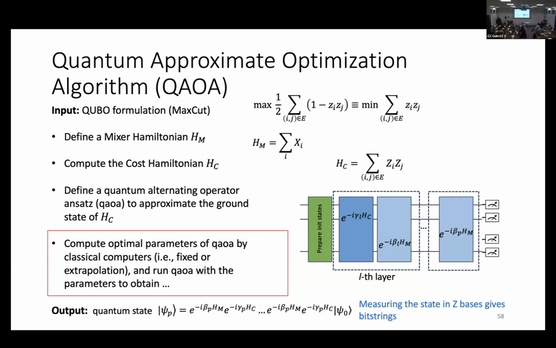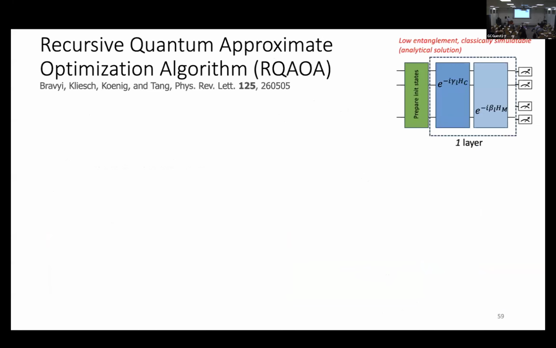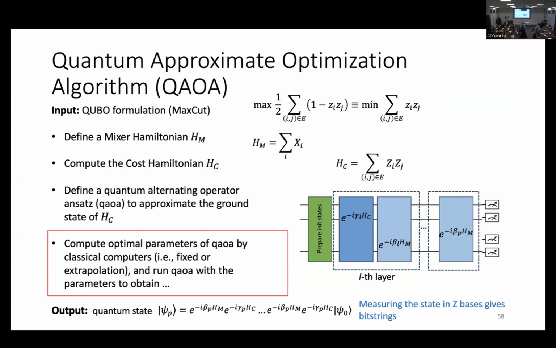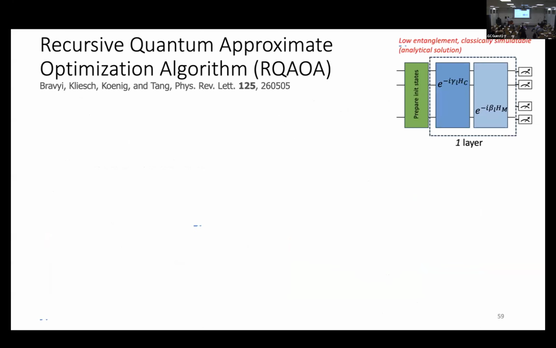And how to avoid it? Sergey Bravyi and others came out with this idea of the recursive one. Instead of doing this full optimization of very deep circuits, just consider QA with 1 layer. With this 1 layer, low entanglement, you know the classical analytics of the parameters, right? You don't need to run an optimization. There is even a formula to get the optimal parameters for 1 layer.